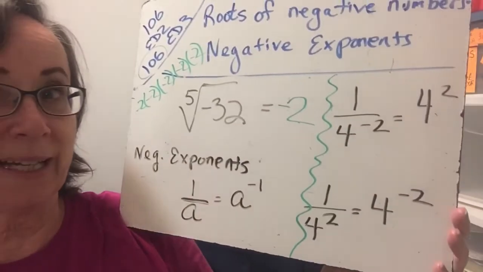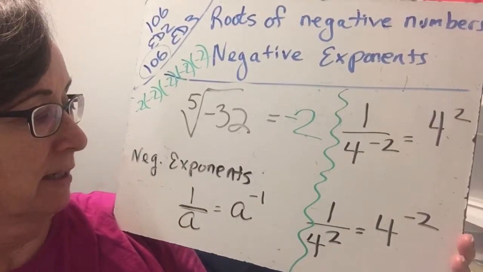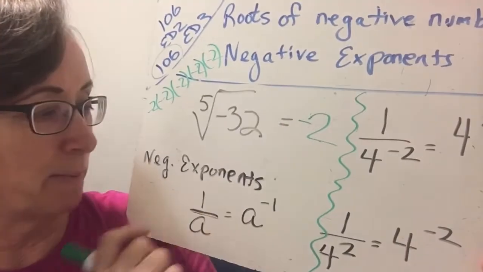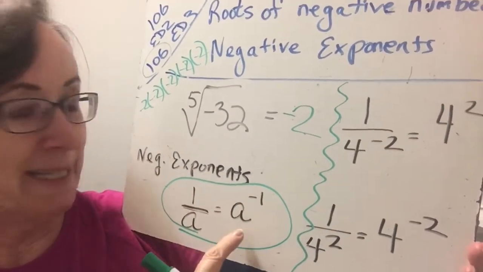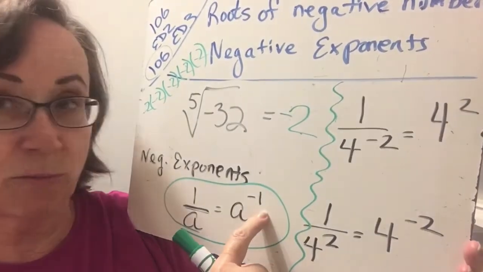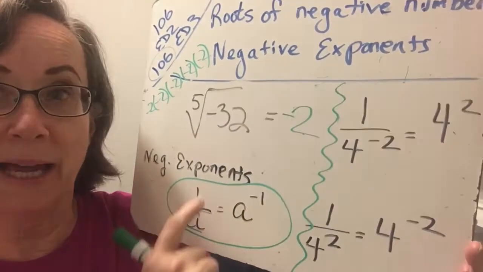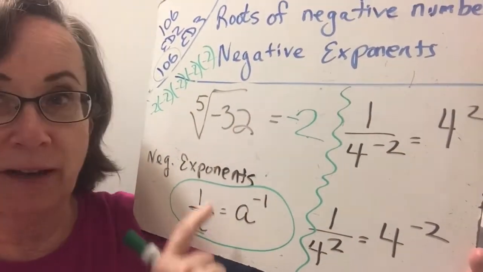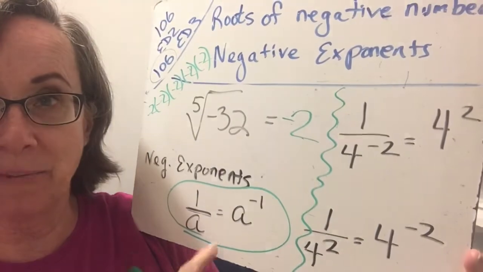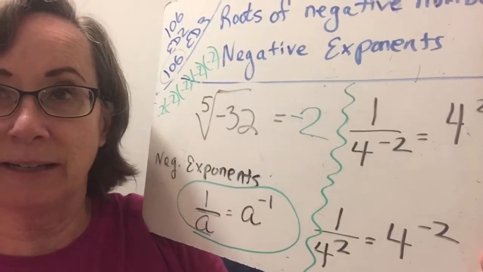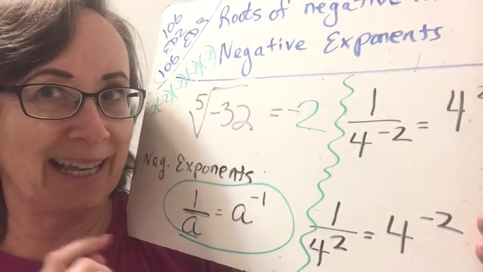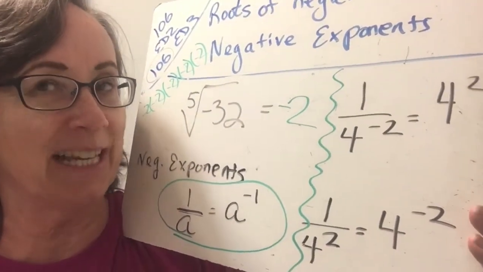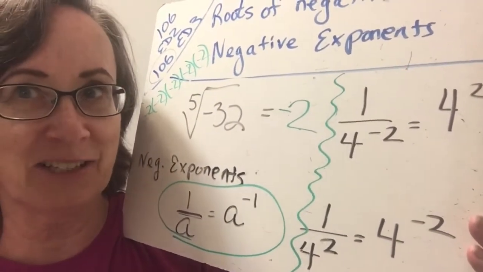Right, so now we're moving into the second half of this section. Negative exponents. Now, this is our general rule. When we see a to the negative 1, it means 1 over a. And 1 over a is the same thing as a to the negative 1. So you can see that the negative 1 exponent is a change in position, not a change in sign.